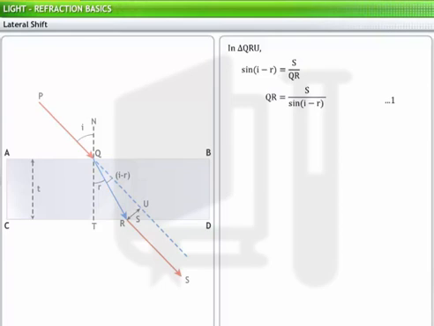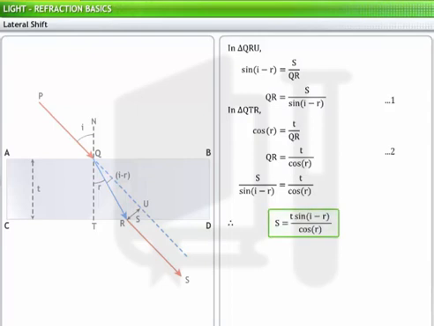Now consider the right triangle QTR. In this triangle, cosine of R is equal to the ratio of QT to QR, which is equal to the ratio of thickness T of the slab to QR. Thus, QR is equal to the ratio of T to cosine of R. This gives you equation 2. From equations 1 and 2, we get the lateral shift in the slab as S is equal to T multiplied by sine of (I minus R) divided by cos R.